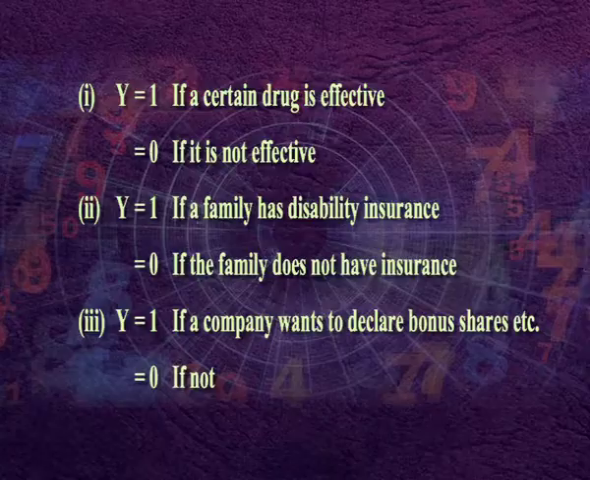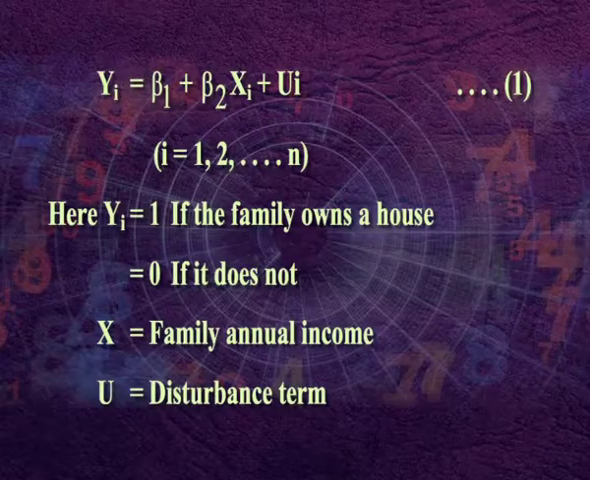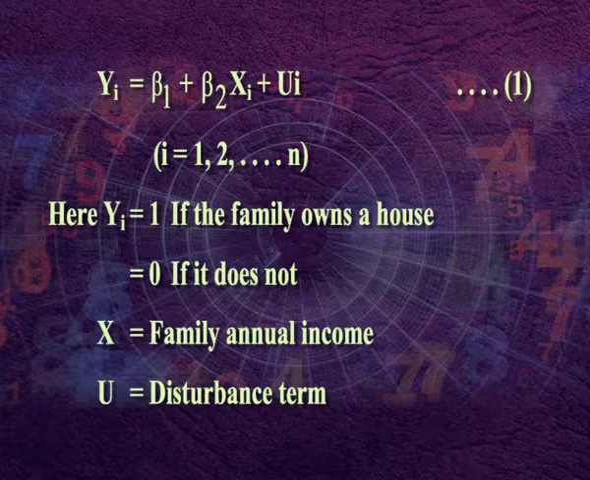Let us consider here the model yi equal to beta 1 plus beta 2 xi plus ui. We denote it as equation number 1, where i equal to 1 up to n. Here yi equal to 1 if the family owns a house, 0 if it does not. X equal to family annual income, U equal to disturbance term. Here the described model is called linear probability model LPM.